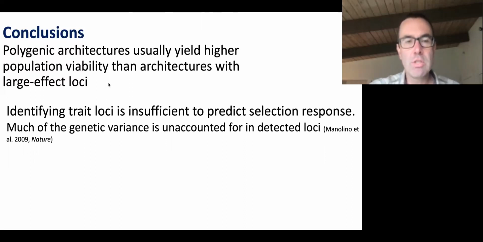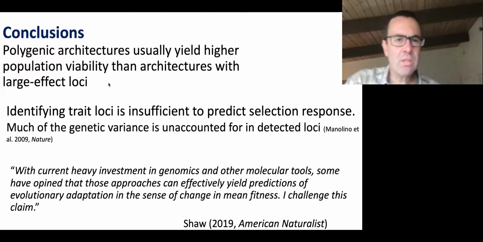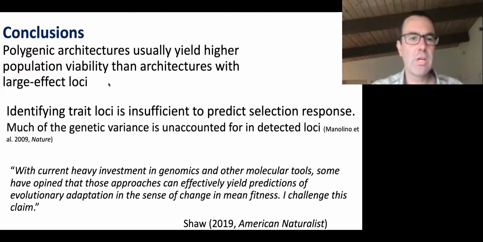This is due to much of the genetic variance being inevitably unaccounted for by those loci detected in association analyses. And I think this quote from Ruth Shaw in her very nice 2019 paper quite nicely summarizes this, where she challenged the idea: with current heavy investment in genomics and other molecular tools, some have opined that those approaches can effectively yield predictions of evolutionary adaptation in the sense of change in mean fitness. And she challenged this idea.